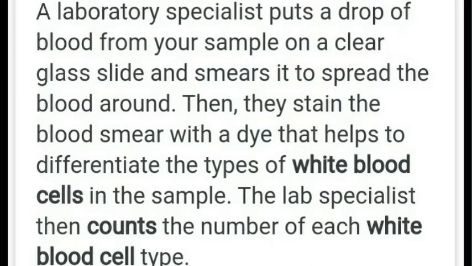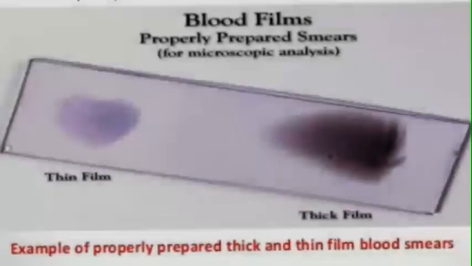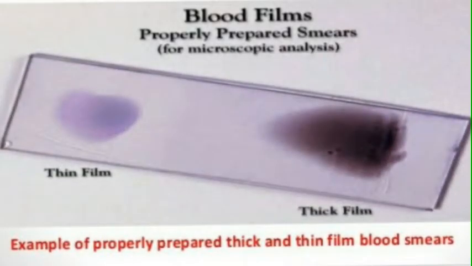Then they stain the blood smear with a dye that helps to differentiate the types of white blood cells in the sample. The lab specialists count the number of each white blood cell through the blood cell counter or manual procedure. So, how could it be done? After preparing the smear, you should air dry it and then go for Leishman stain.